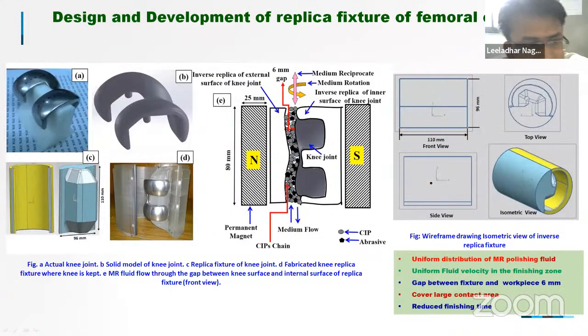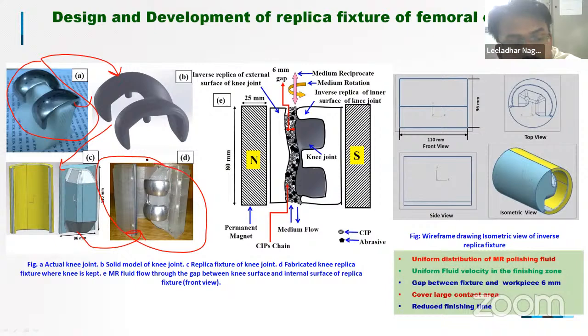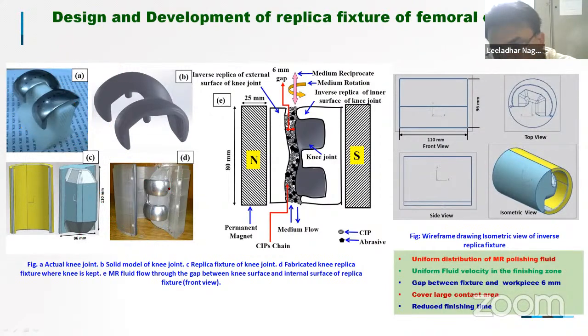Yeah, so this is another joint that we have gone through reverse engineering, and we have developed this model, and with the help of this we have come up with this fixture, and ultimately we have fabricated this fixture for holding this knee joint. This fixture would be helpful for fixing this particular knee joint, and with the help of the process that we are talking about, the rotational magnetorheological finishing technique, we can finish this product up to nano level.